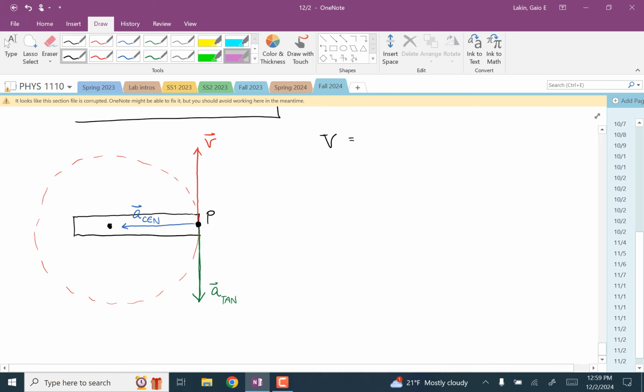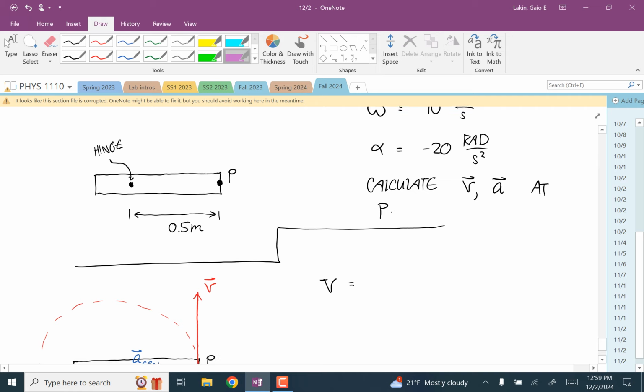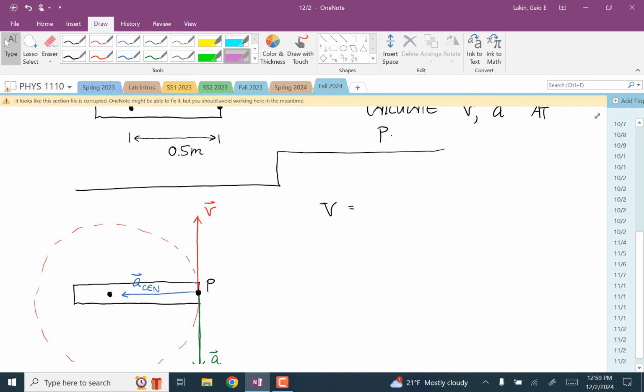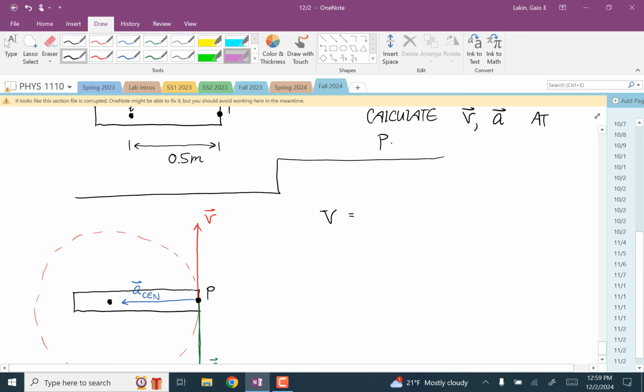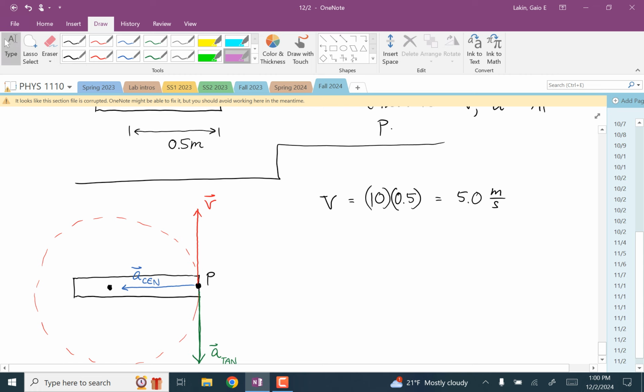The speed, the magnitude of the velocity vector, is equal to the absolute value of the angular velocity, that was 10, times the distance from the hinge to P. What's that distance? Yep, 0.5. And so you get 5.0 meters per second for the speed. And from that, our first vector that we're trying to find is the velocity vector. We have it drawn in the positive y direction. So this is 0, 5.0.